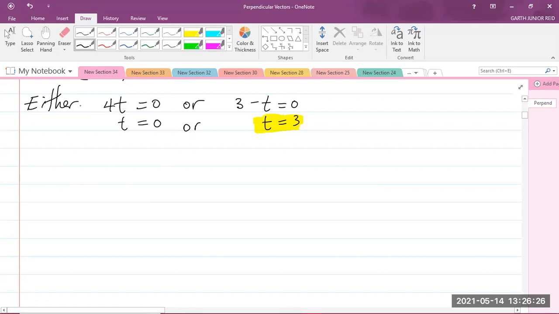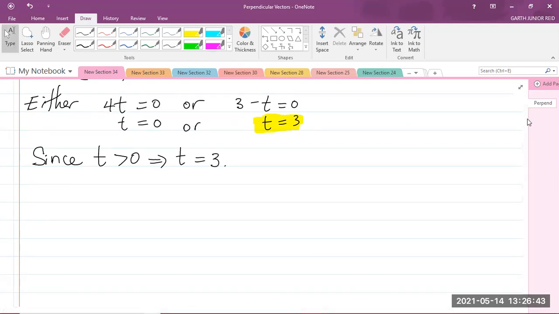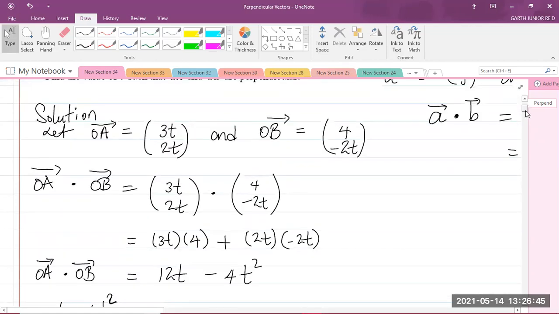Let's write a statement here. So we're now going to say that since t must be greater than 0, it implies that the value of t is equal to 3. All right? And that is our solution.